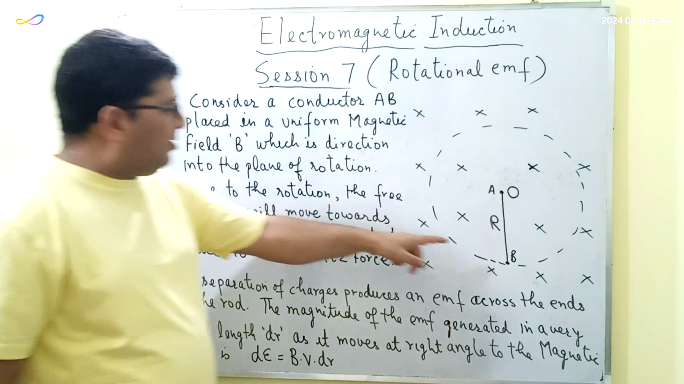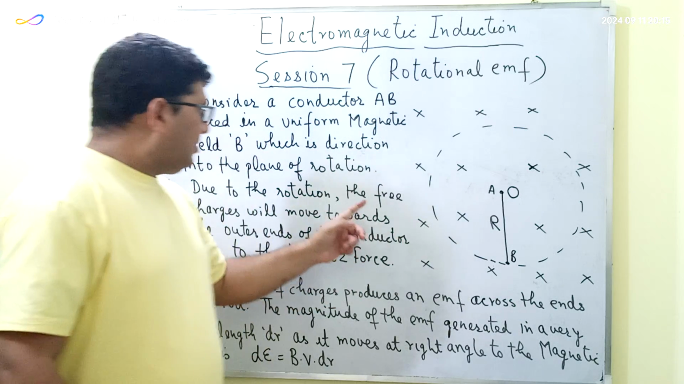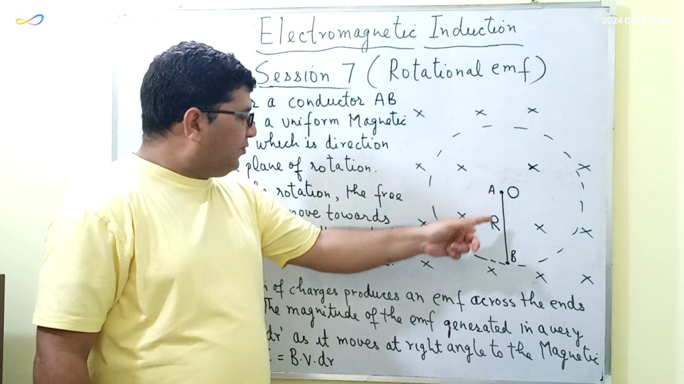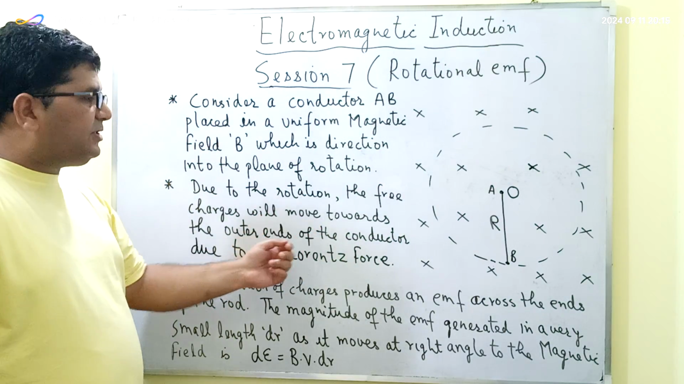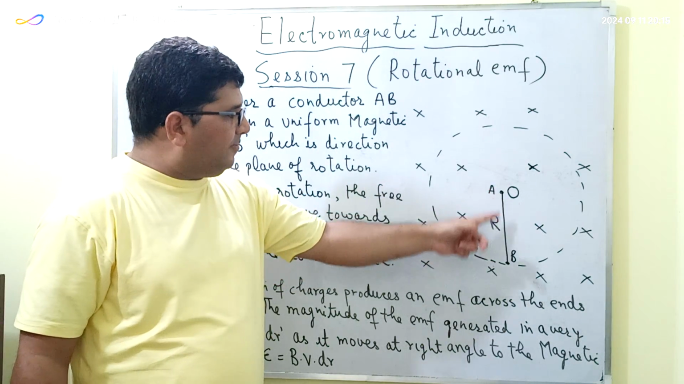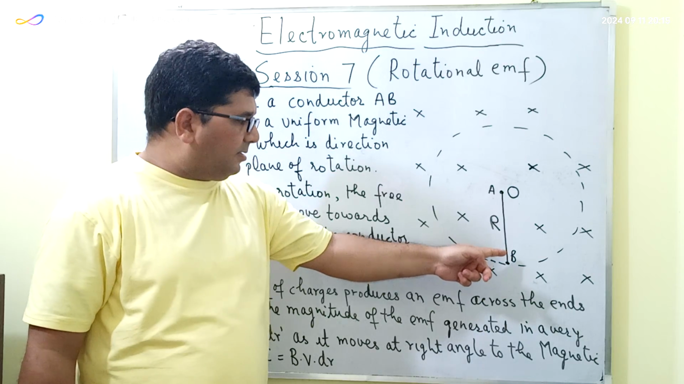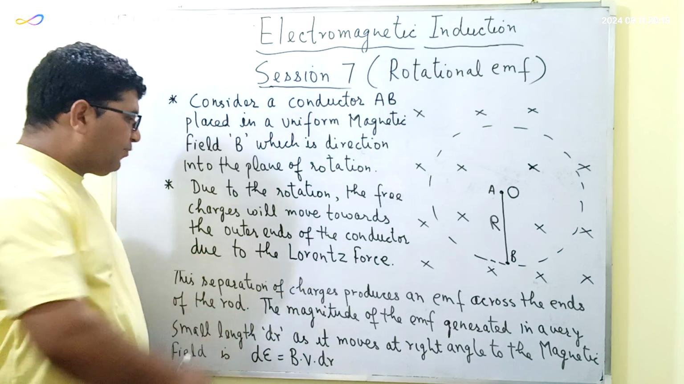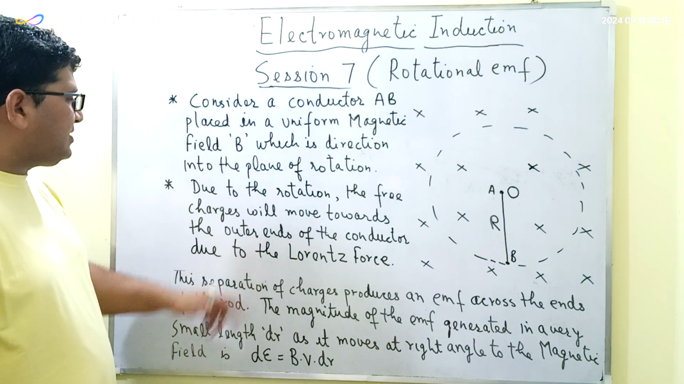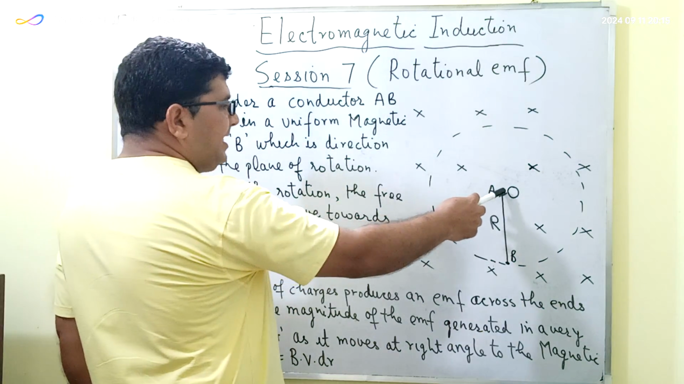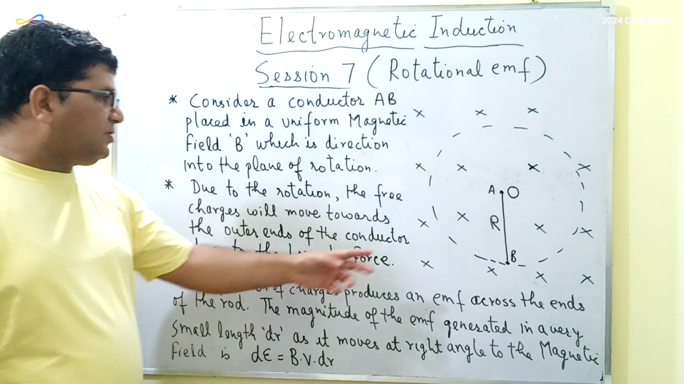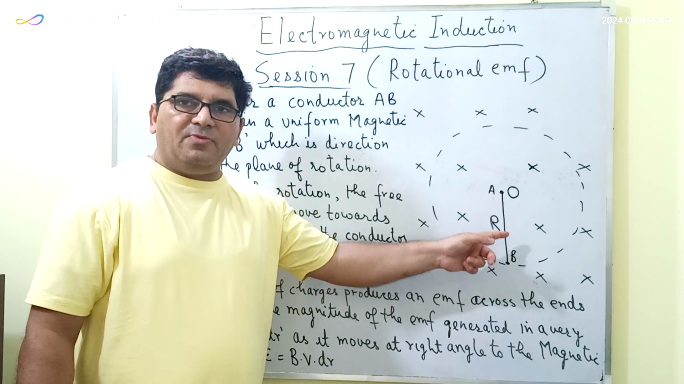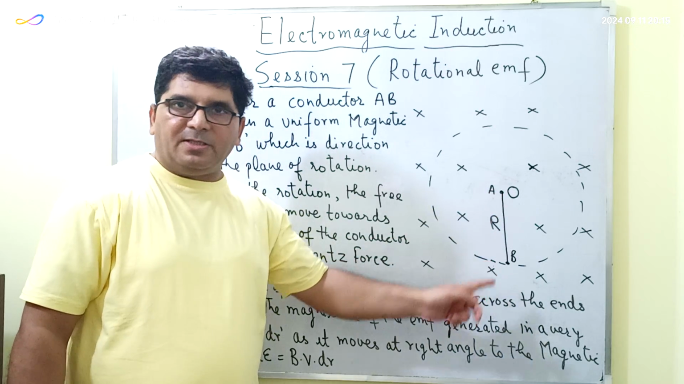Now due to the rotation of this conductor in a vertical plane, the free charges in this conductor will be moving towards the outer ends of this conductor due to the effect of Lorentz force. Because of this Lorentz force, the free charges will start moving towards the outer ends of this conductor, and because of this separation of charges, an EMF will be induced in this conductor.